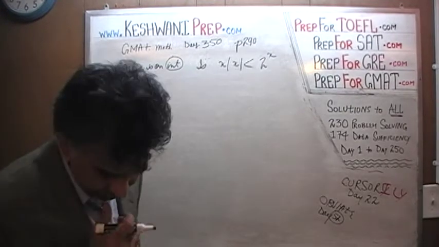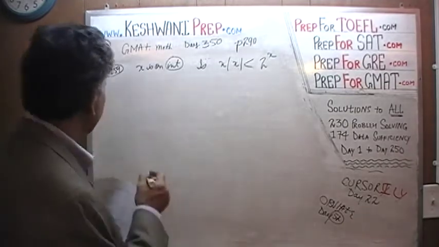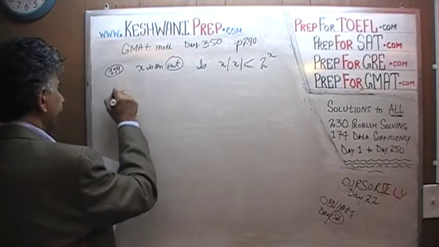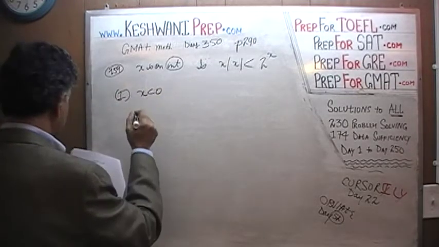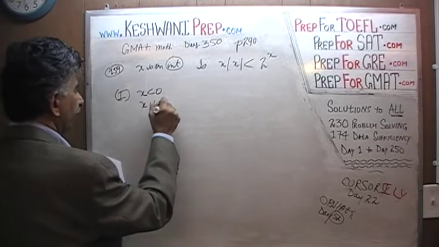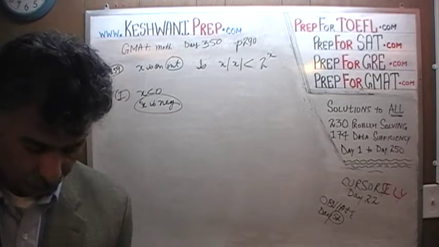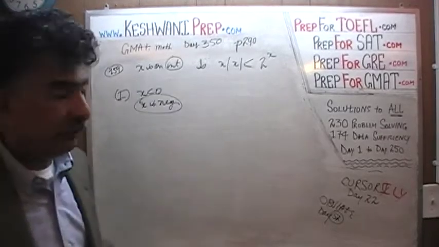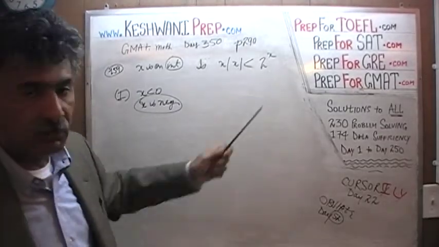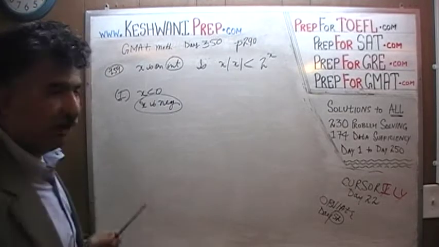In the first statement, they tell us that x is negative. They tell us that x is less than 0. Watch what happens. All we have to be able to do is answer this question: is this quantity less than that quantity? We know now x is negative.